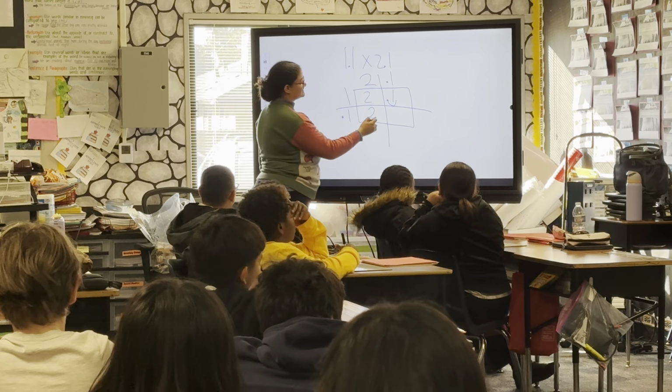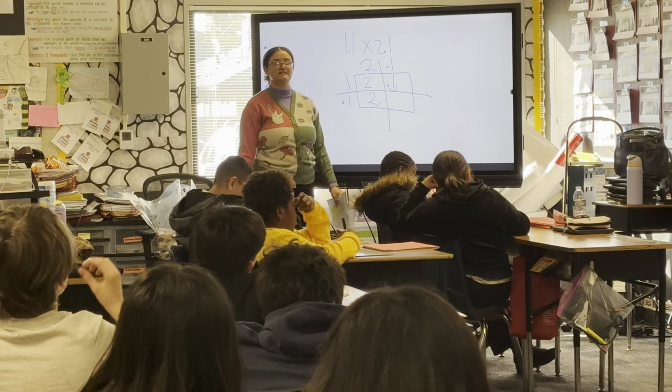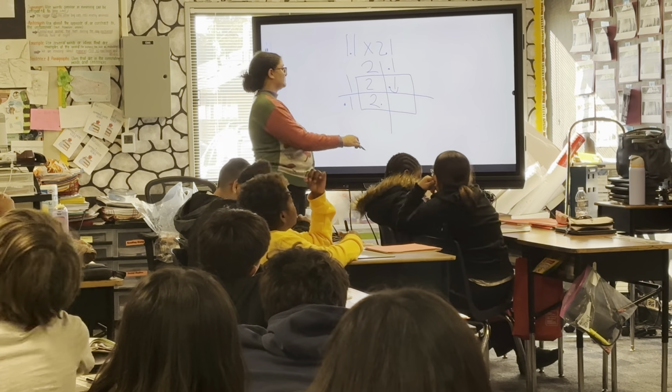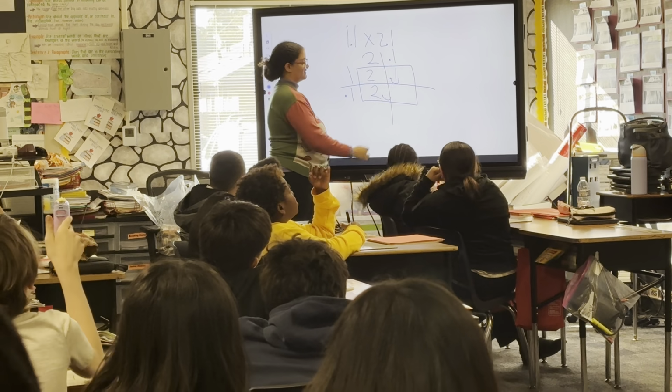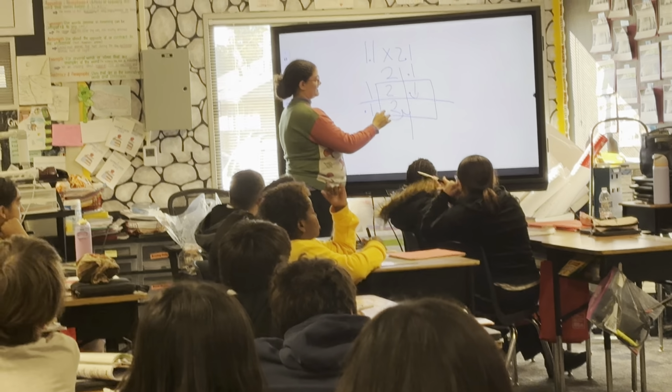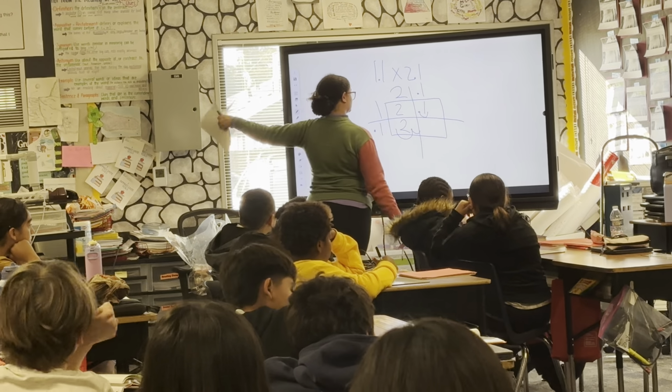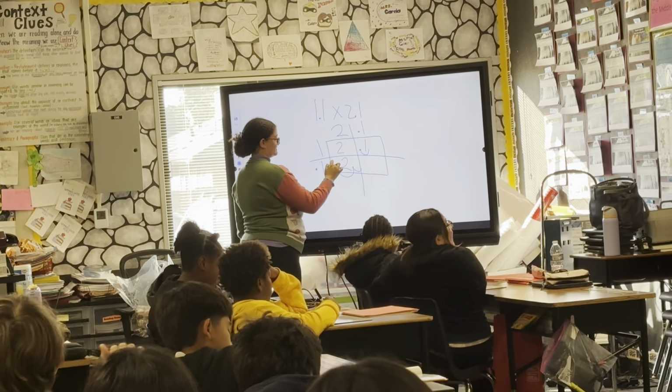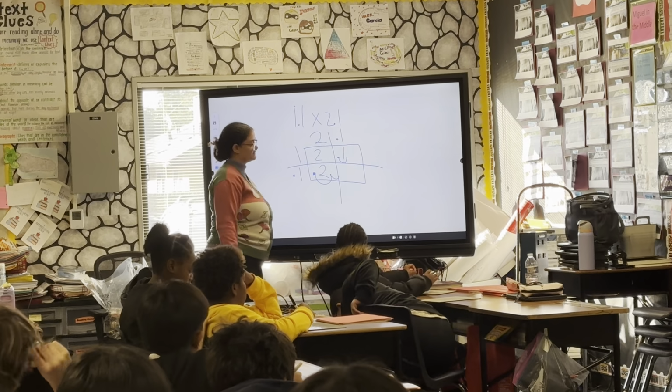How do I make that 2 tenths? My decimal starts here. How many times do I move the decimal? 1. Where? This way? No. This way. Okay, which way is that? That's left. Okay, there's my decimal.